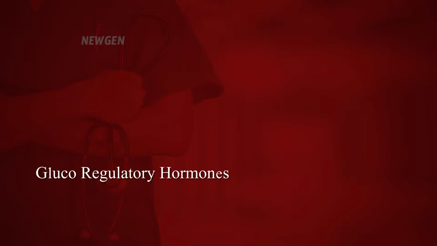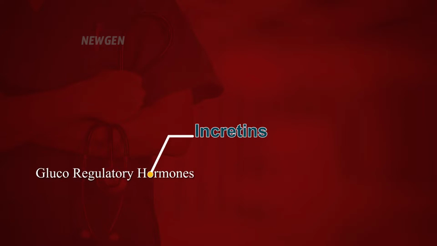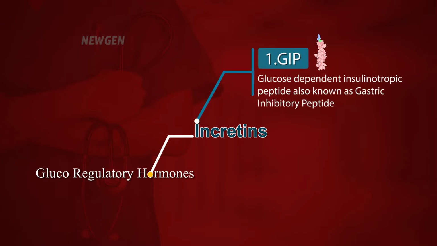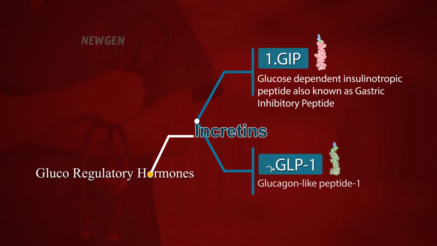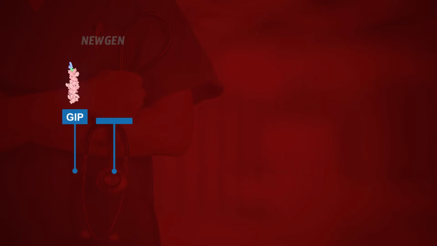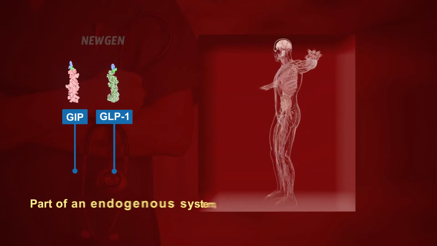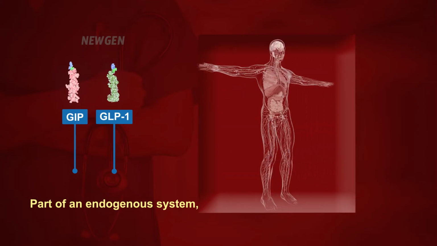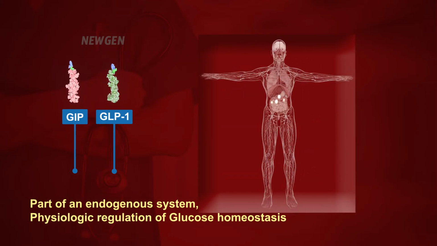The glucoregulatory hormones are called incretins. There are two main incretin hormones in humans. Those are GIP, glucose-dependent insulinotropic peptide, also known as gastric inhibitory peptide, and GLP-1, glucagon-like peptide 1. Both GIP and GLP-1 are part of an endogenous system involved in the physiologic regulation of glucose homeostasis.